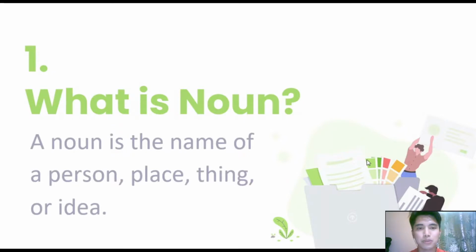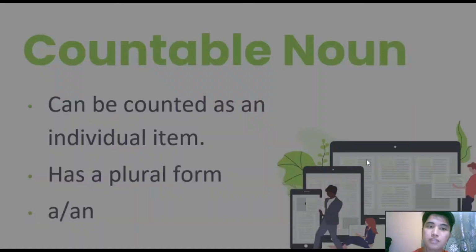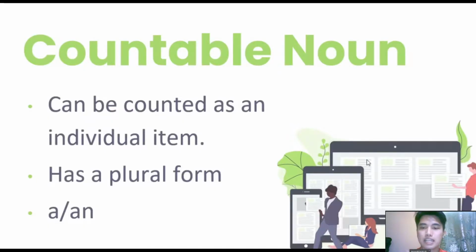I see now that we are familiar with the term noun and its definition. But as I've said earlier, our topic for today is countable and uncountable nouns. Let's proceed with the first one, the countable noun. Can someone read the conditions for us to say if a noun is countable?